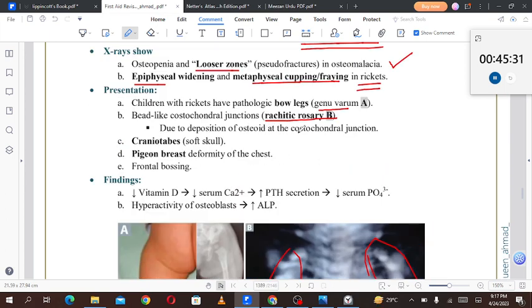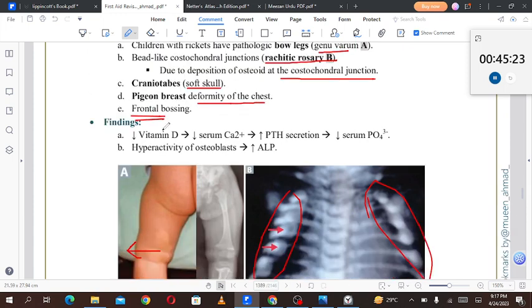Then due to the deposition of osteoid at the costochondral junction, craniotabes or soft skull, pigeon breast deformity of the chest can also be seen, and frontal bossing will also be present. Findings: decreased vitamin D, decreased serum calcium with increase in PTH secretion and decreased serum phosphate. Hyperactivity of the osteoblast will cause an increase in the alkaline phosphatase.